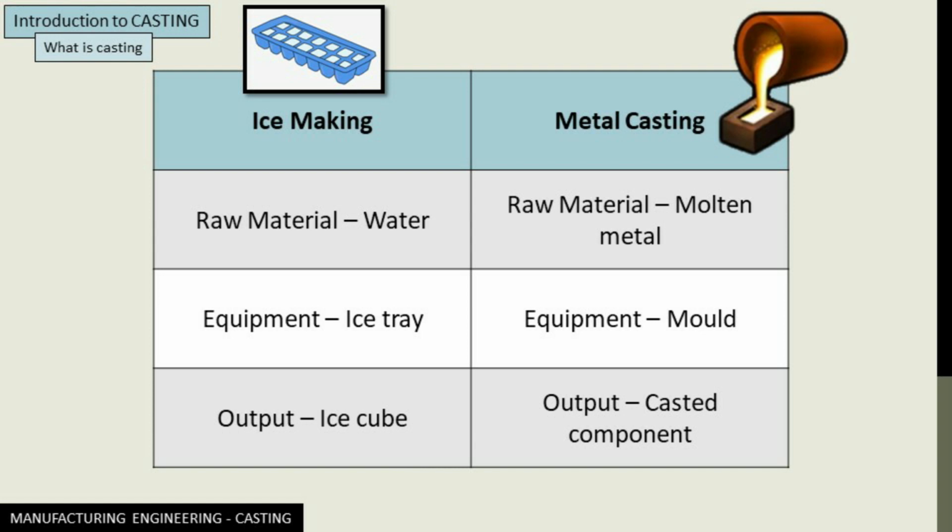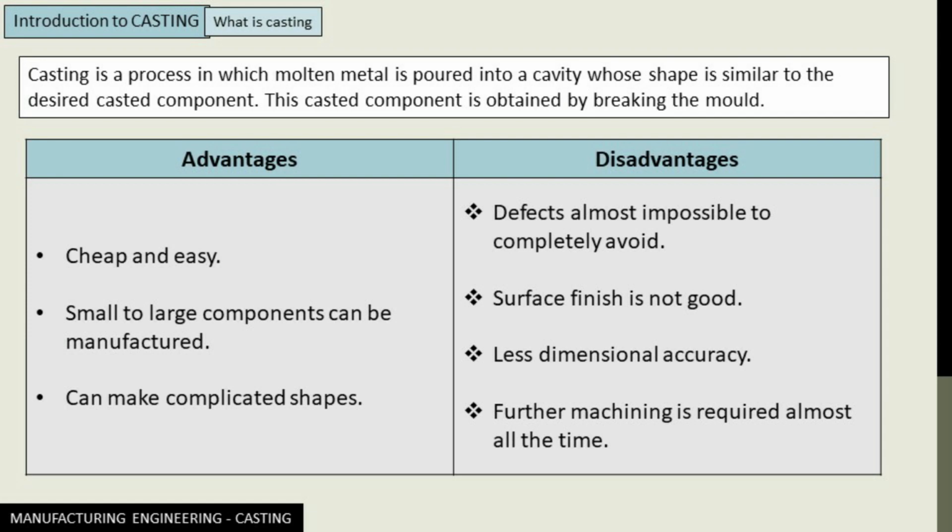Now let's understand the proper definition of a casting process. What is casting basically? The traditional definition of casting is that it is a process in which molten metal is poured into a cavity whose shape is similar to the desired casted component, and this casted component is obtained by breaking the mold.